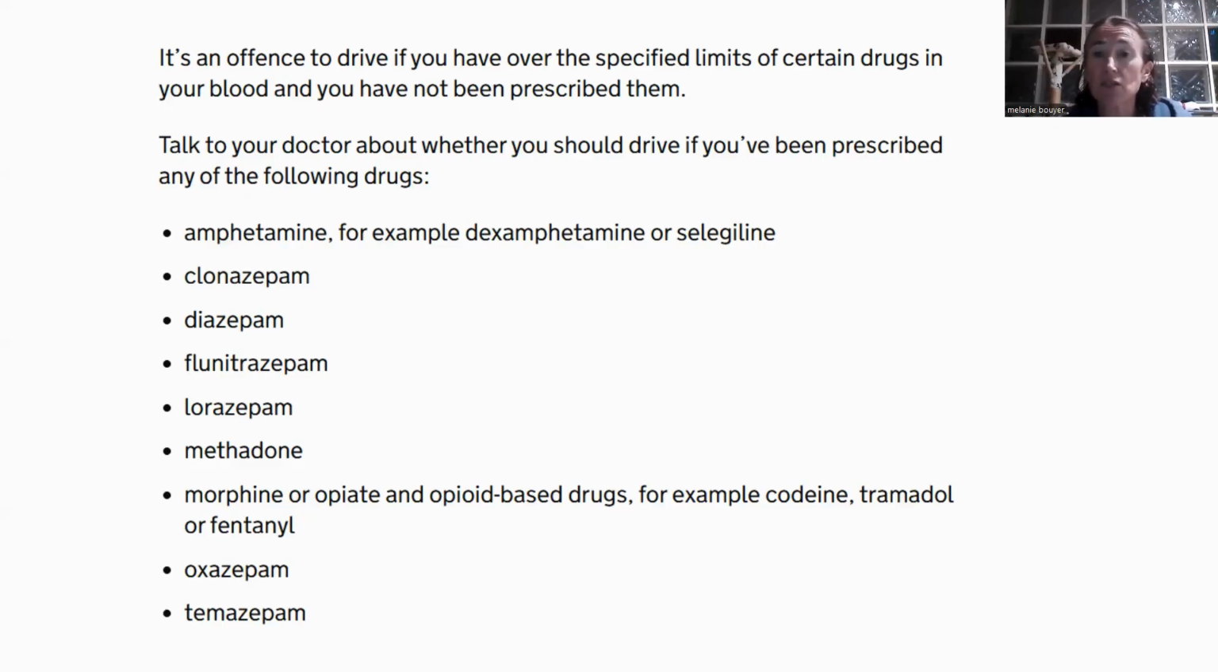Now, this is not something you need to know for your GCSE, but I do think it is important that people, and especially young people, are aware of the effect of prescribed medicine or over-the-counter medicine on potentially your reaction time and therefore your thinking distance.